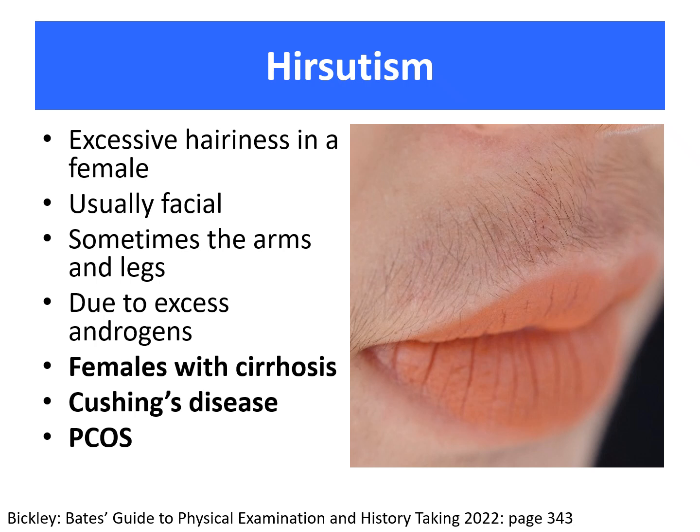The next, remember these are arranged in alphabetical order. So hirsutism follows hepatojugular reflex. Excessive hairiness in females is usually facial hair. Occasionally it might be in the arms and legs, and this is usually due to excess androgens. So if you have a woman suffering from cirrhosis, because cirrhosis and alcoholism and obesity are not limited to men, women can suffer from cirrhosis too.